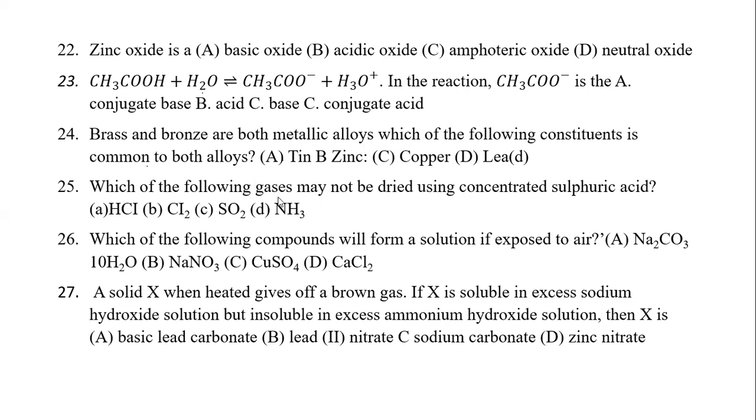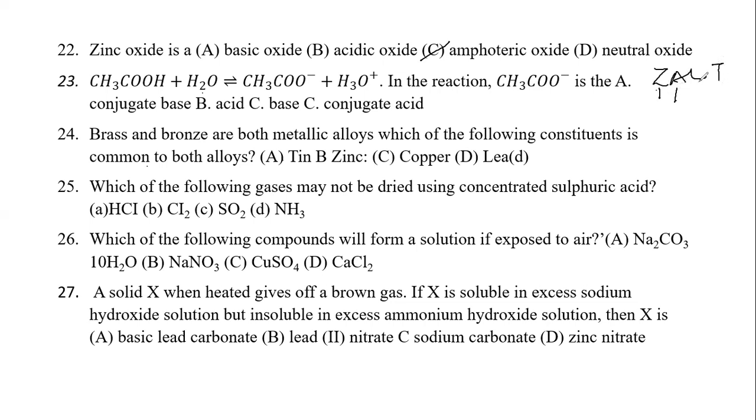Question number 22 says that zinc oxide is A, basic oxide, B, acidic oxide, C, amphoteric oxide, D, neutral oxide. So we know that zinc oxide is an amphoteric oxide.